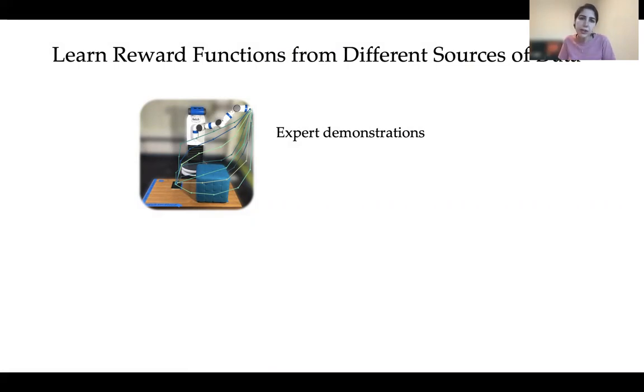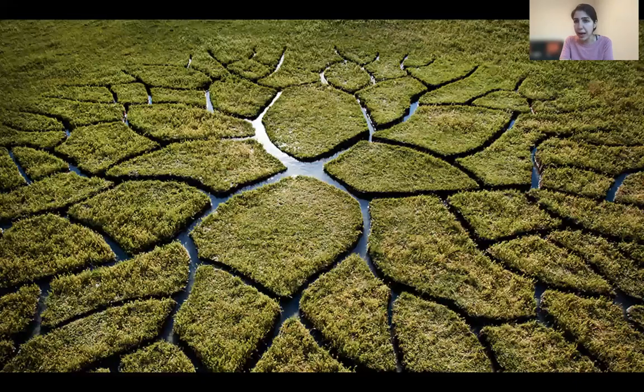And the idea that we've been thinking about is that we should try to go beyond expert demonstrations, and we should be careful about how we collect that data. So specifically, a thread in our lab is this idea of tapping into many different sources of data that are present and trying to leverage these many different sources of data to better learn these preference models.